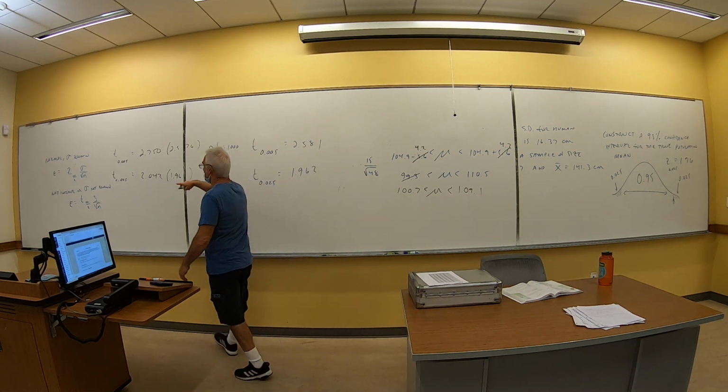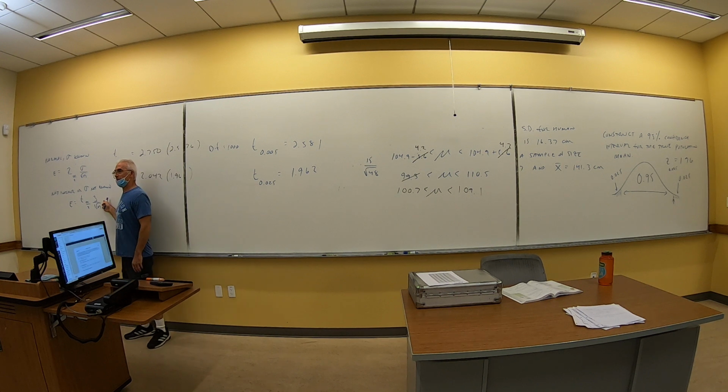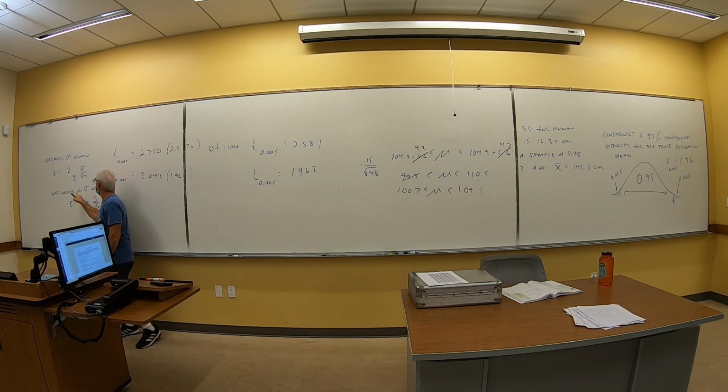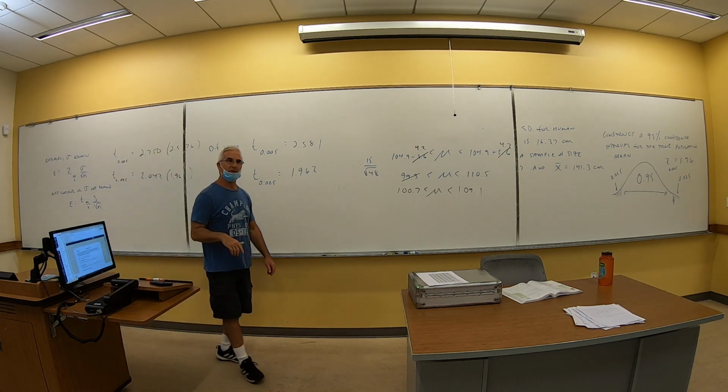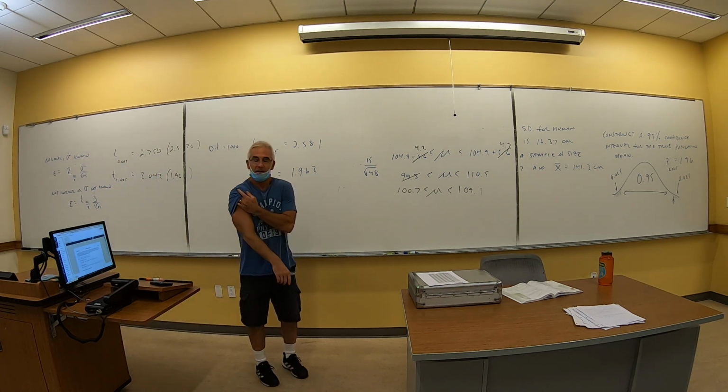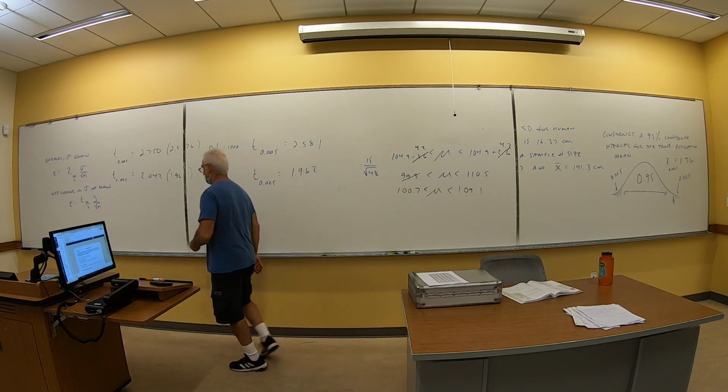So this number here is a more conservative number. I'm going to have a wider confidence interval because this t-value is usually a little bit bigger than this. But if my n is huge, it won't make a huge difference, will it? Okay, so let's do an example of this.